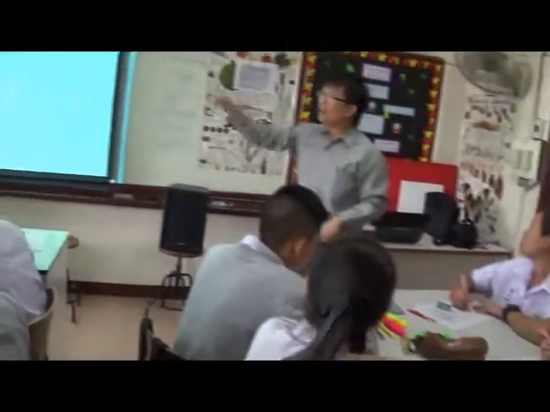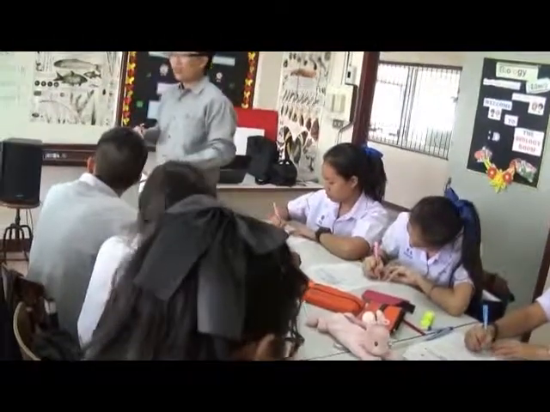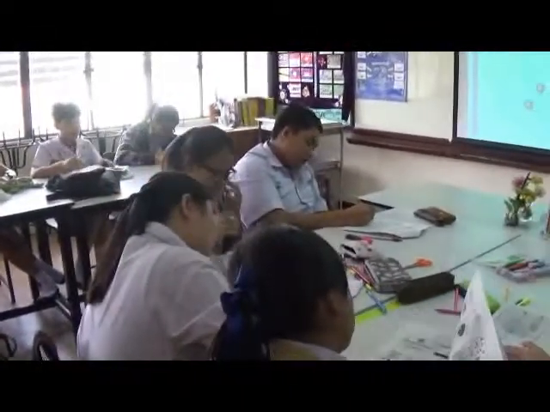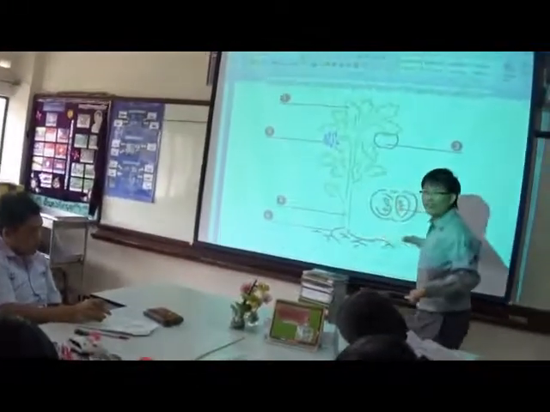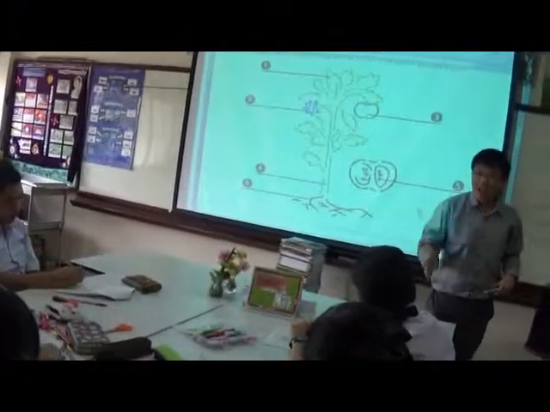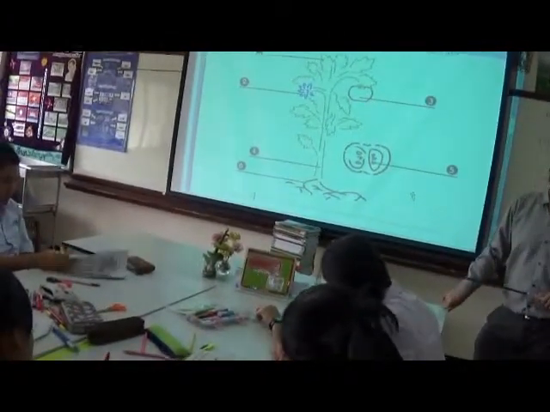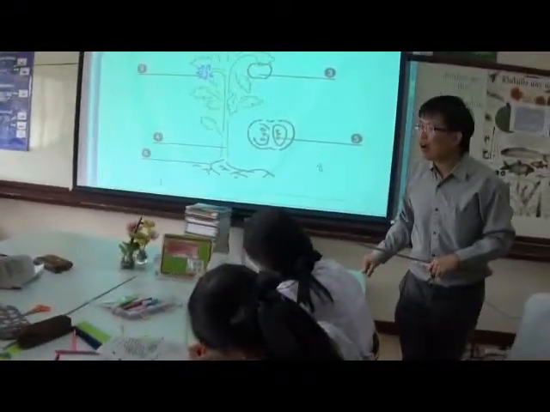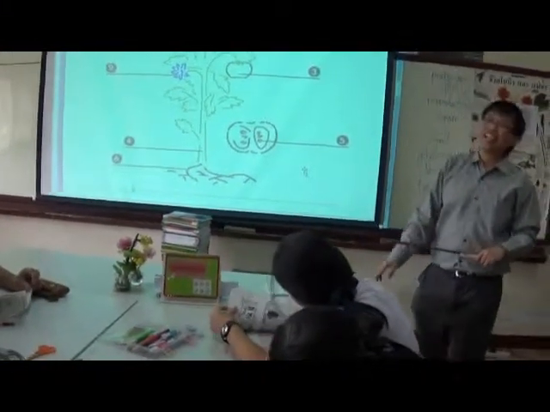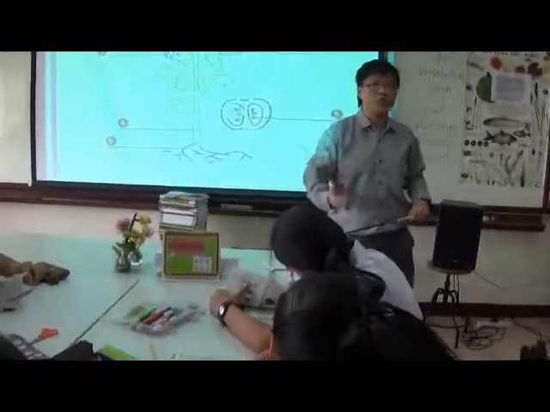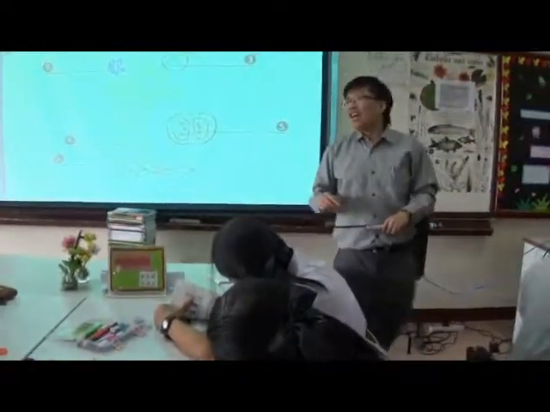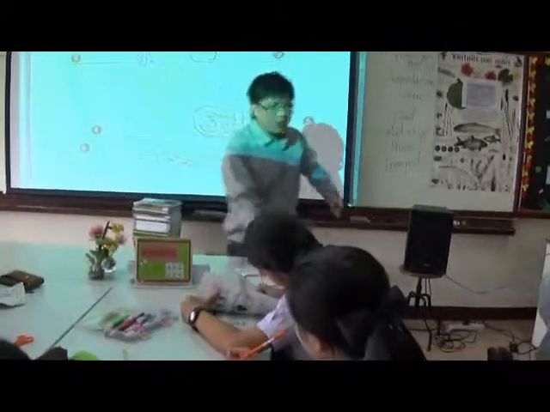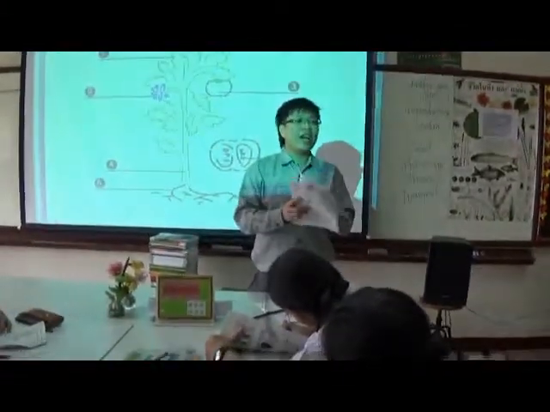The last one. What is the function of the root? Take water and minerals. That's right. Take water and mineral salt from soil. Okay, from soil. Take the water and mineral salt from soil. Okay, at the end of this class you know the parts of plants and the functions of the many parts in the plant.